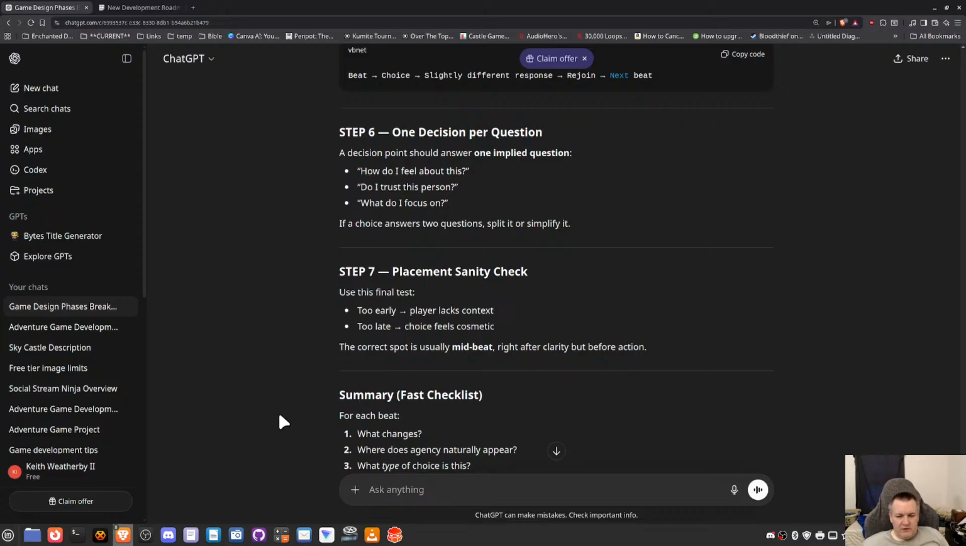Placement setting check. Use this final test. Too early, and the player lacks context. Too late, and the choice feels cosmetic. The correct spot is usually mid-beat, right after clarity but before action.